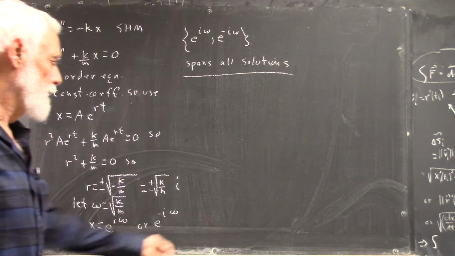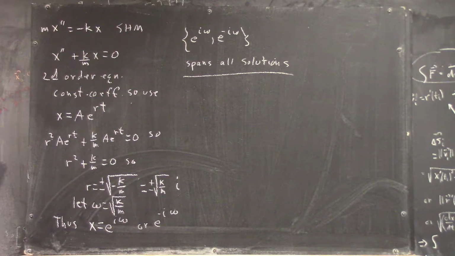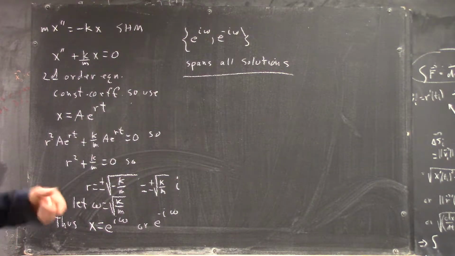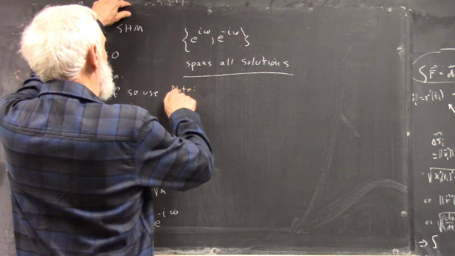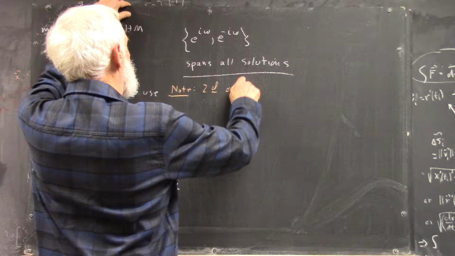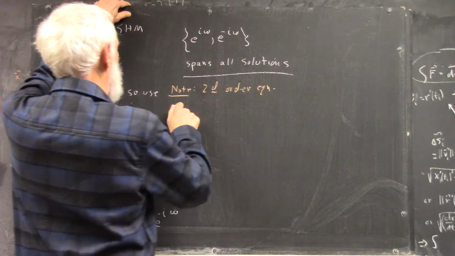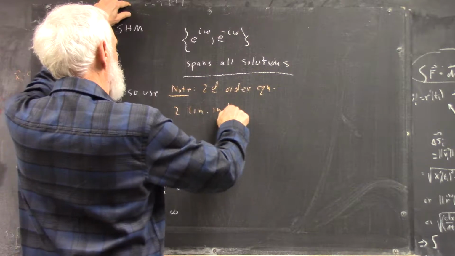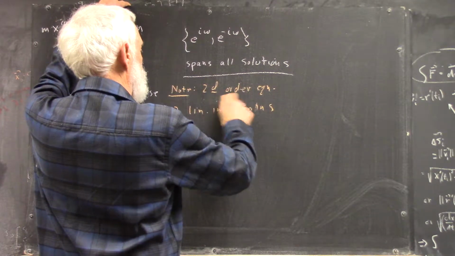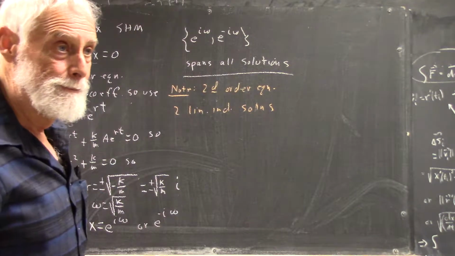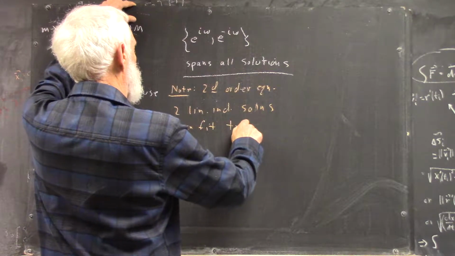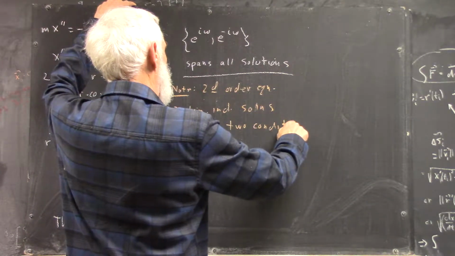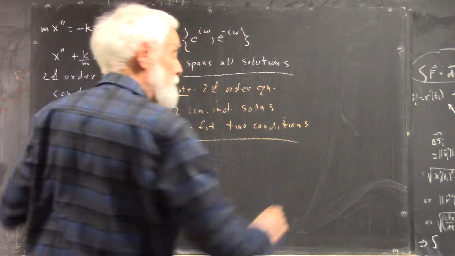Now let's observe one thing. What's the degree of this equation, or the order? Second. It's second order, so we can fit two conditions. So now note, second order equation, so there are two linearly independent solutions. Can fit two conditions.